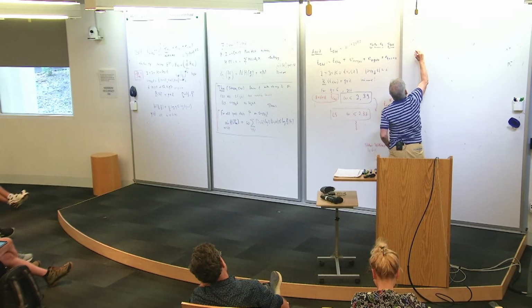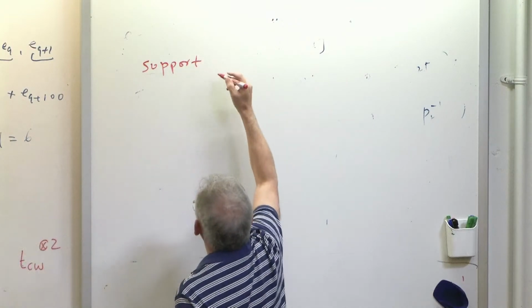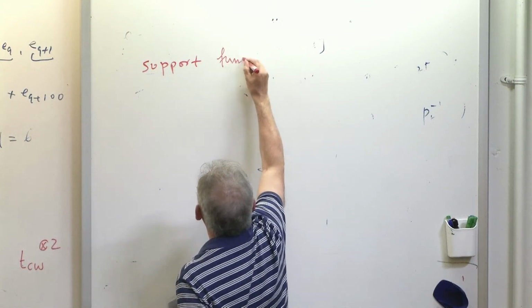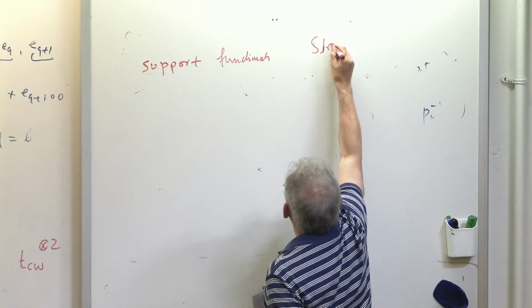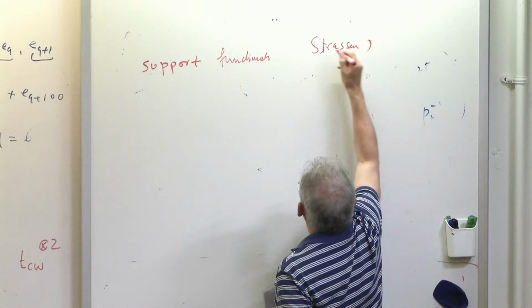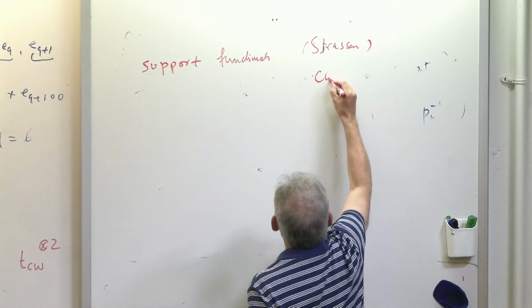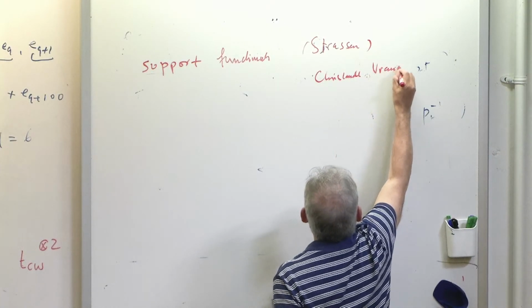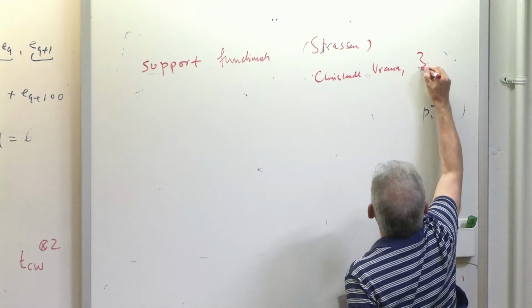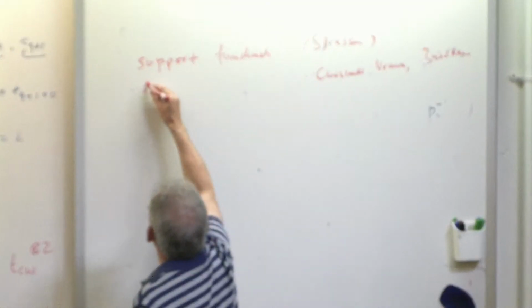So Strassen came up with what he called support functionals. And then later it was generalized by Christandl, Vrana, and Zuiddam, who is here in our audience. They call these quantum functionals.